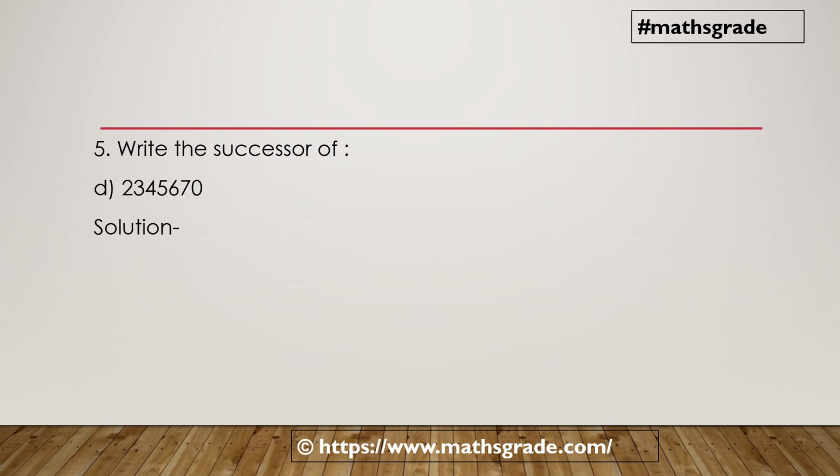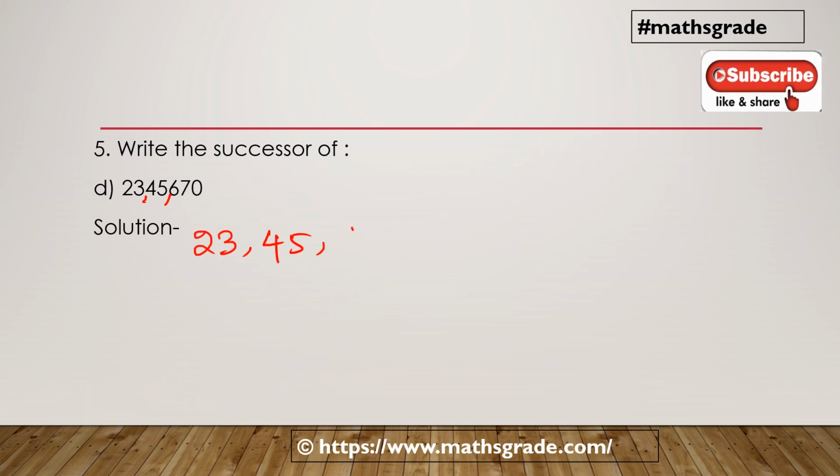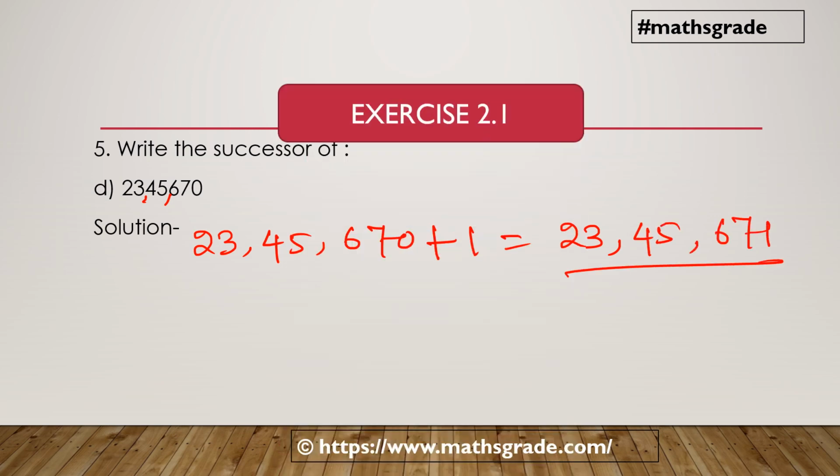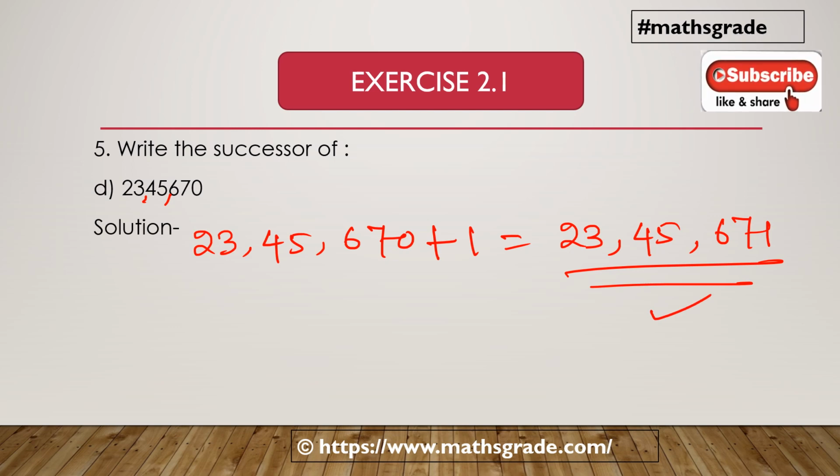Now part D. Write the successor of 23,45,670, that is 23 lakhs 45,670. We know successor is the next number, so we have to add 1 to this number. So the successor of 23,45,670 will be 23,45,671.